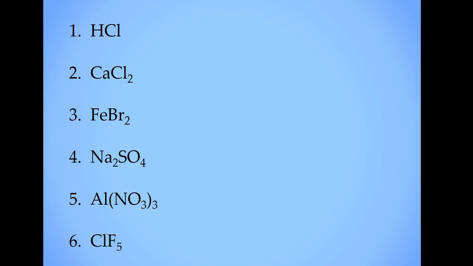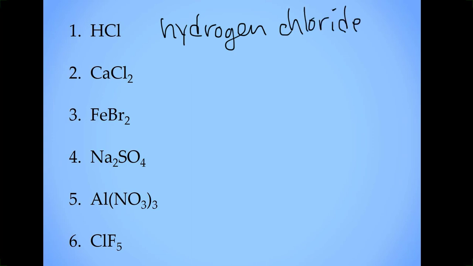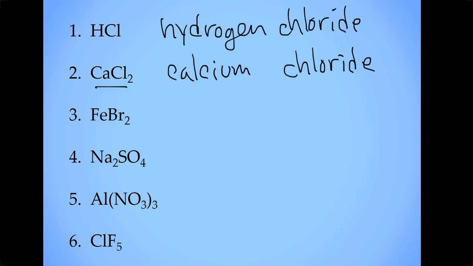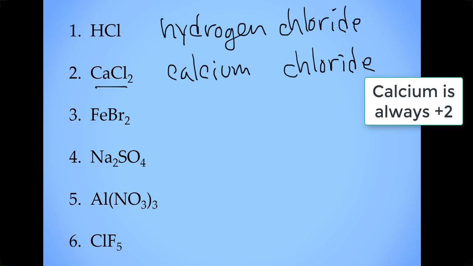Here's some more examples. So is there a metal? No, there isn't. So I just name each one. Hydrogen, and then drop the ending of the second one, chloride. And there's just one of each. And so I usually don't write that mono. Is there a metal? Yes. Calcium chloride. There are no parentheses in this one because calcium is always a +2.